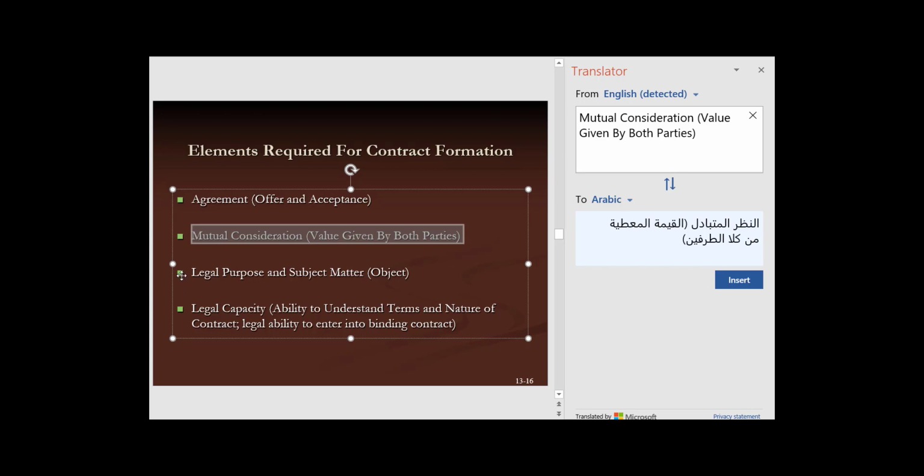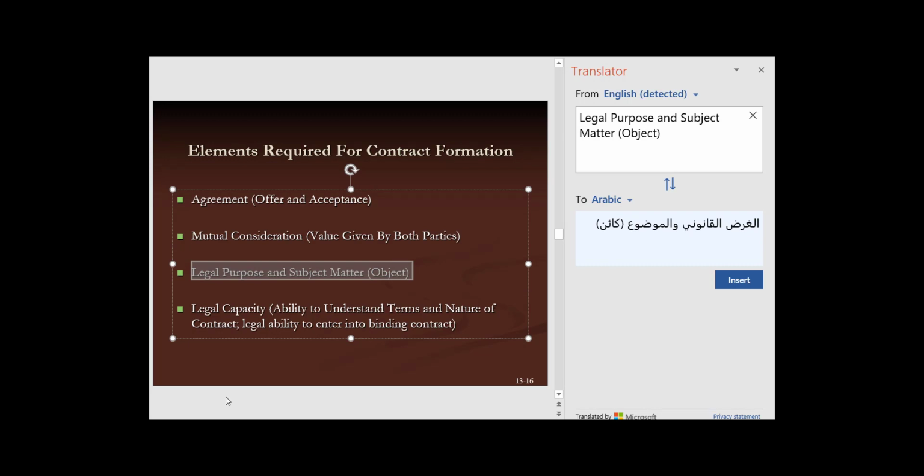Legal purpose: it can't be illegal. Legal purpose and subject matter have to be proper. So that's almost one and the same. Legal purpose, subject matter. What we're talking about is legality.